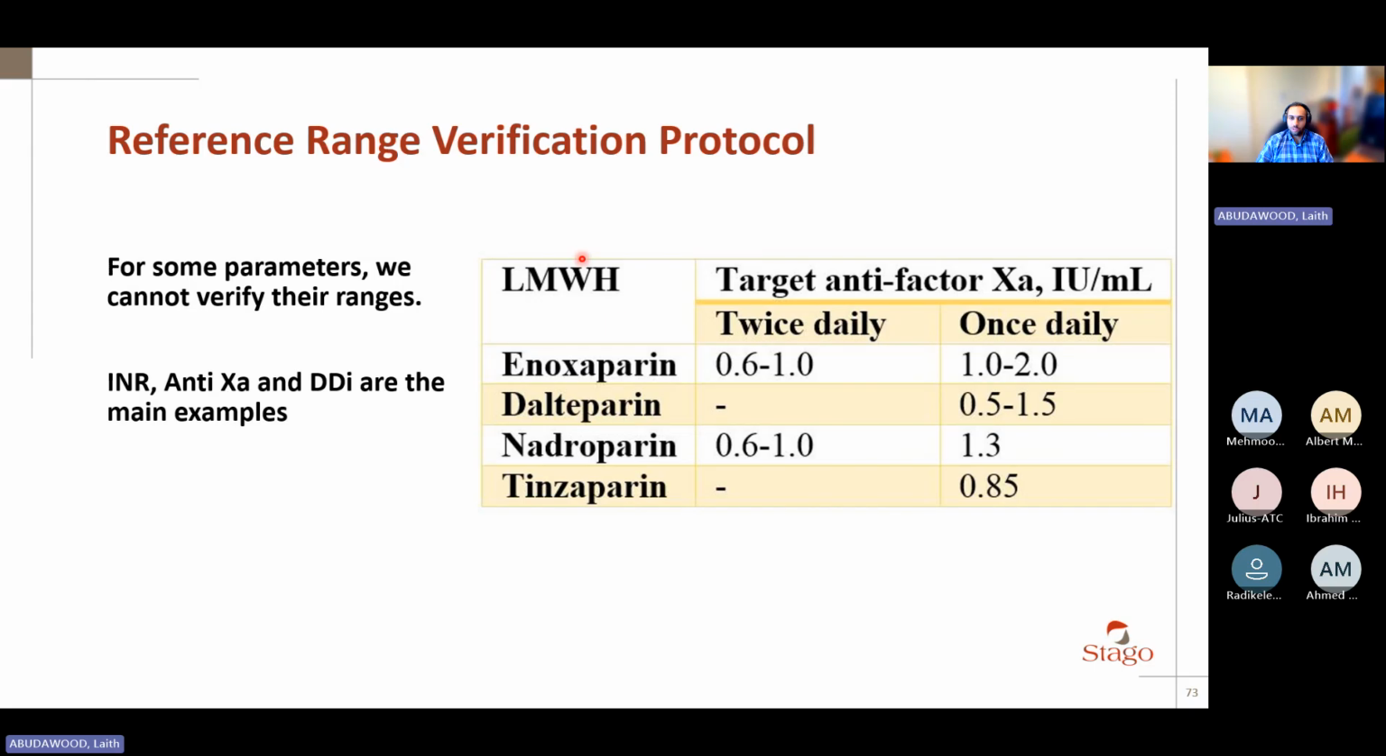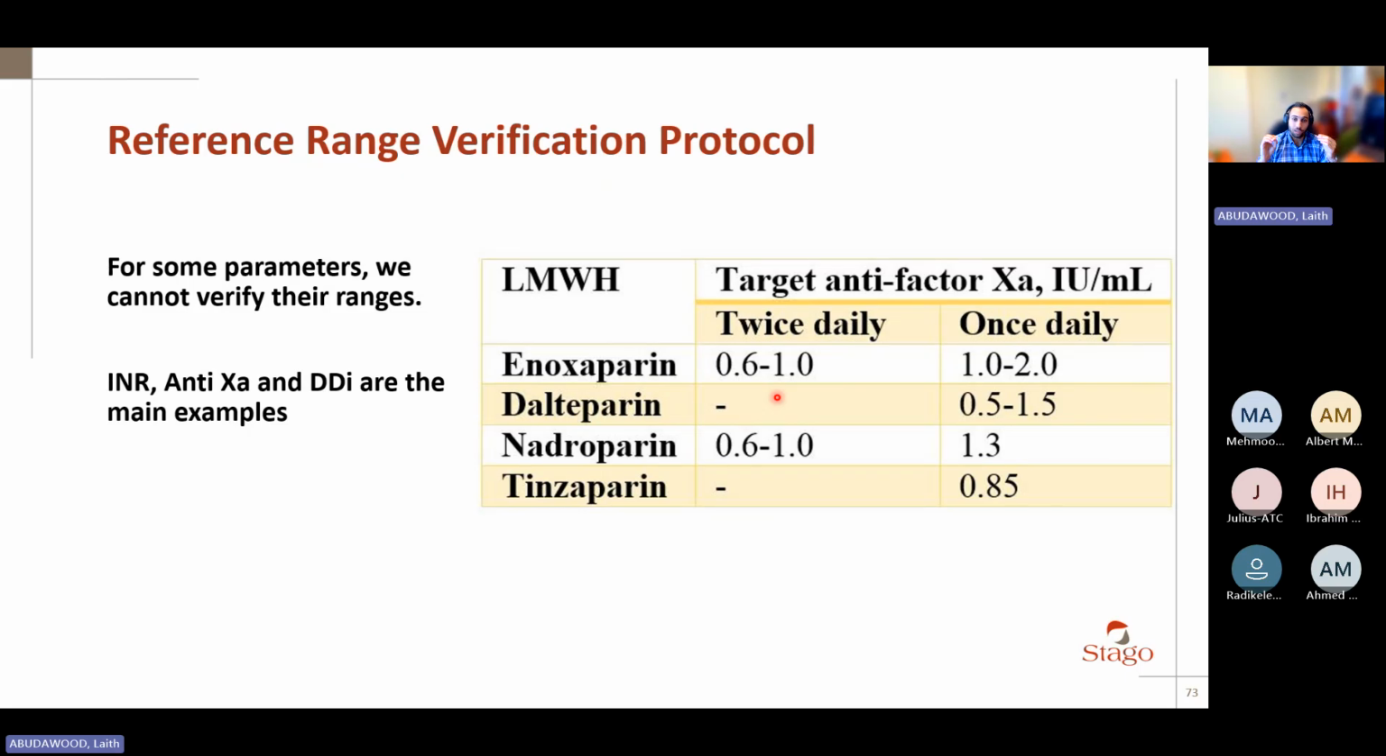So for low molecular weight heparin, for example, one of the more common types is called enoxaparin. It's an anticoagulant. The 0.6 to 1.0 IU per ml is not a reference range. This is something called the therapeutic range, okay? So as you have noticed, the INR, the low molecular weight heparin, UFH, DOACs, these are all anticoagulants. Anticoagulants do not have reference ranges because simply they do not exist normally in the blood. Plus, the ranges that are dedicated for them are called therapeutic ranges.